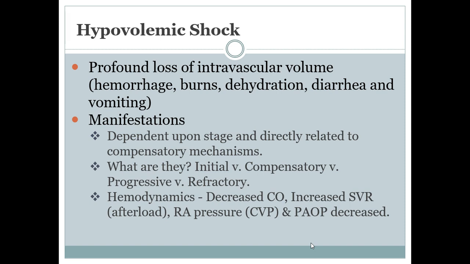So we'll first talk about hypovolemic shock, which is a profound loss of intravascular volume, including hemorrhage, burns, dehydration, diarrhea, and vomiting. Manifestations are dependent upon the stage and is directly related to compensatory mechanisms. So remember your stages. You have initial, compensatory, progressive, and refractory. Hemodynamics include decreased cardiac output, increased SVR or afterload, RA pressure, your CVP, and your PAOP are decreased.